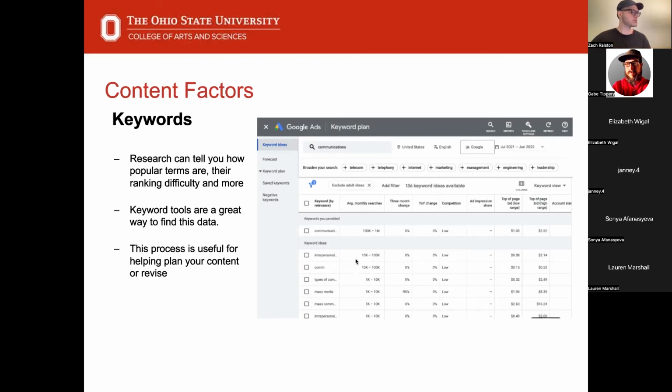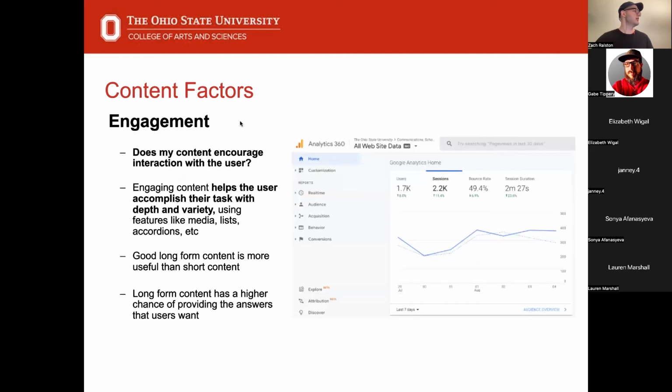So we have interpersonal communications, we have types of communication, mass media, mass communication. These are all perfectly great terms to be using. And they also add a little bit more variety to your website. So you don't really want to focus on a single keyword when you're producing content. You want to spice it up a bit, so that way Google is pulling from not just one single repeated keyword, but it's also pulling multiple ones from the content that you make.